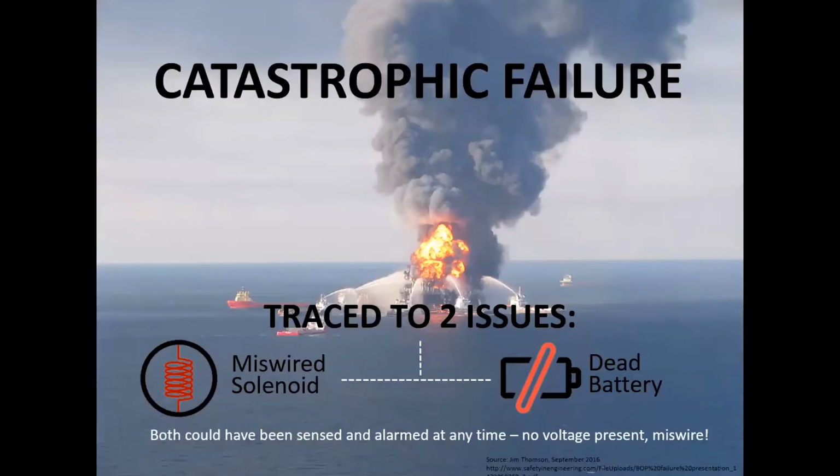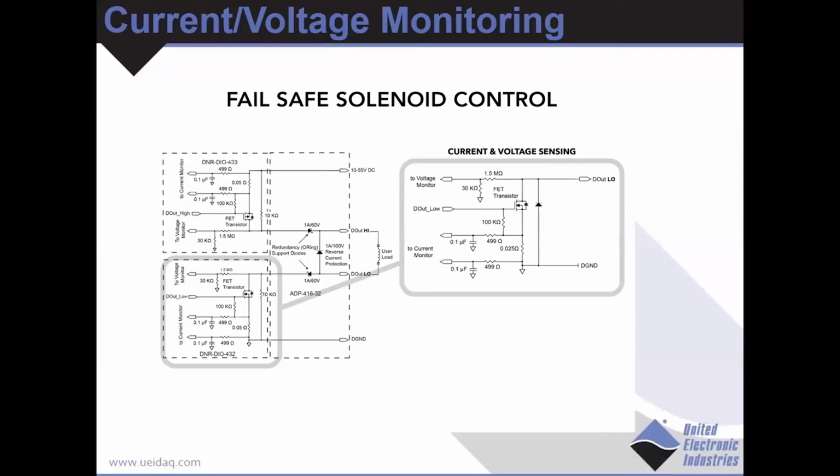So again, this catastrophic failure, a sequence of events, and we find two major issues: a miswired solenoid and a dead battery. Well, the video we just showed talked about the 432 and 433. Now, I know some of the circuitry is maybe too small to completely make out. You can see those circuits in the data sheets for those boards. But the main concept is using that voltage and current sensing to avoid these types of conditions, but when they can't be avoided, to troubleshoot them before they ever happen.